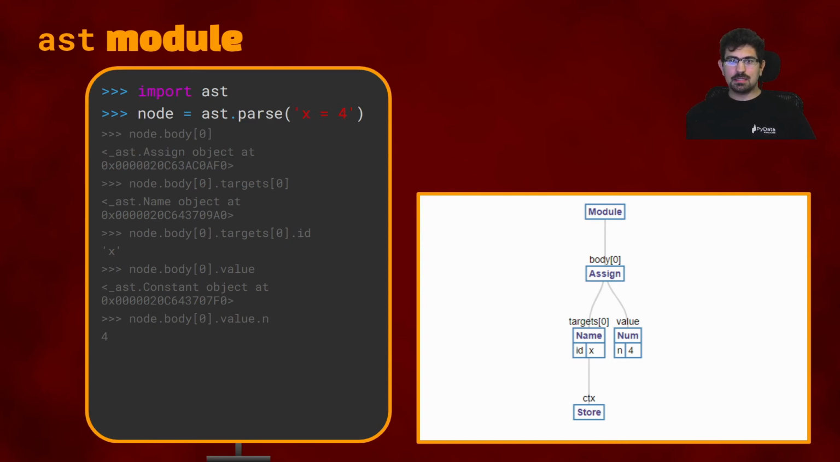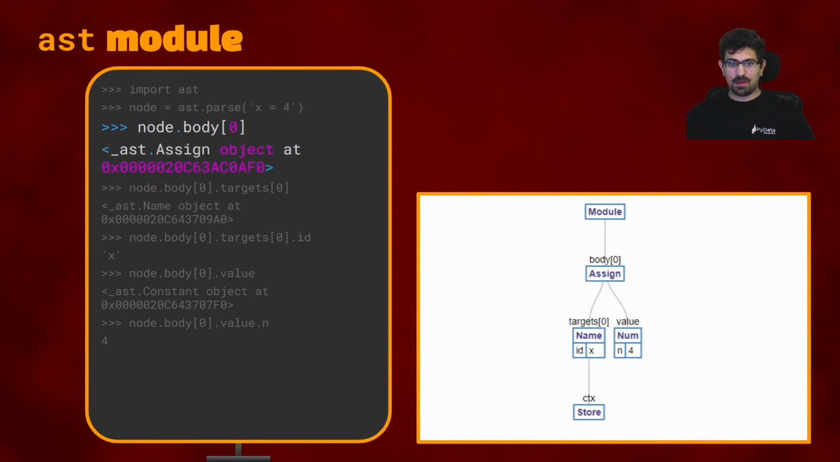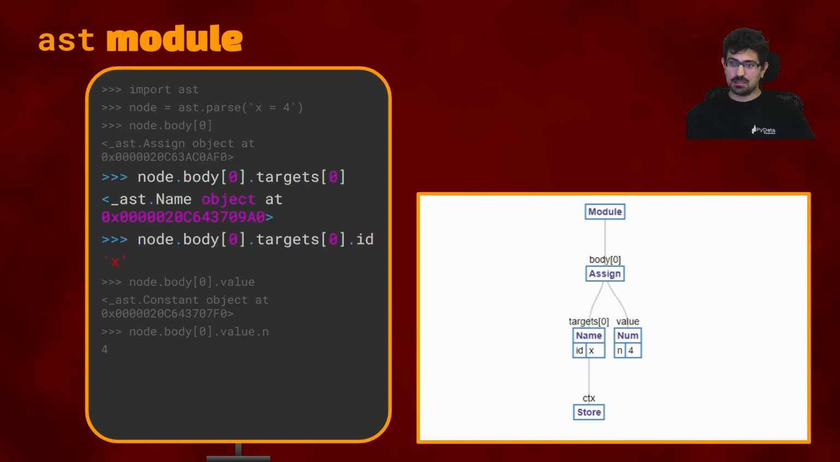ast.parse x equals 4. And let's see what Python sees. So it sees the body. At location 0, it says this is an ast.Assign object.